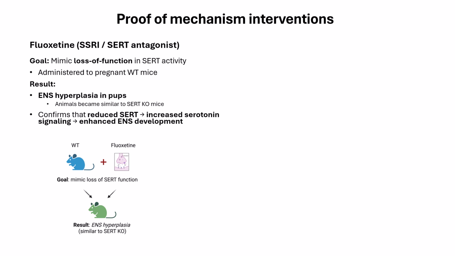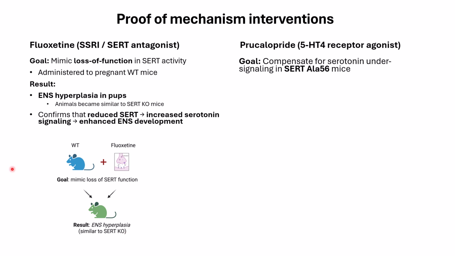Okay, so just a little summary. You took wild-type mice and you blocked their SERTs, and so they started acting like knockout mice. Interesting. The reverse experiment here was, can you compensate for under-signaling in the gut in these SERT positive mice, these alpha-56 mice. So they administered to these SERT positive pups this serotonin receptor agonist. An antagonist would block the activity and an agonist would try to amp it up and increase it. And what we saw is they rescued ENS hypoplasia.